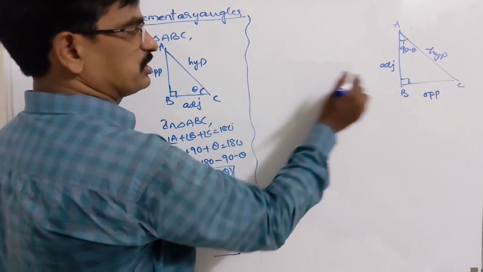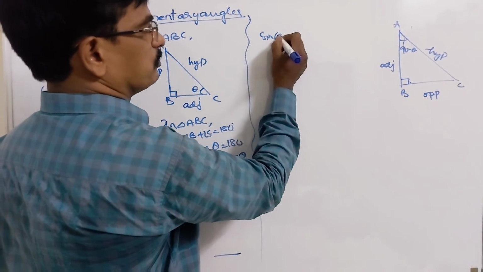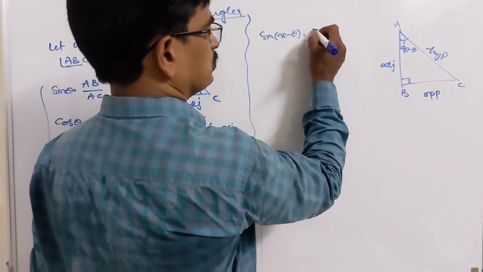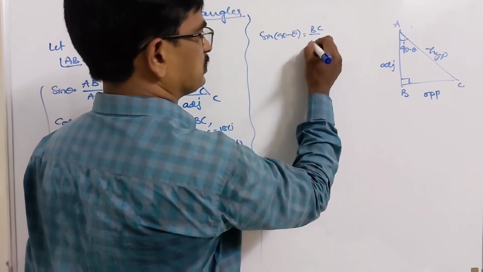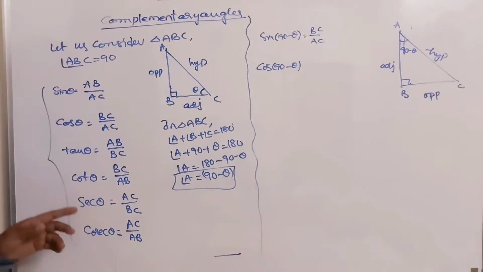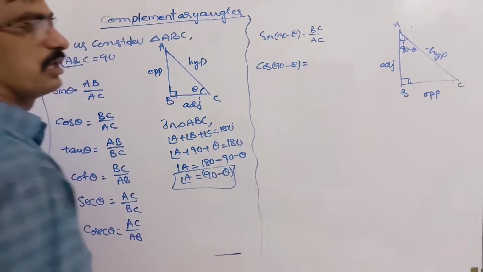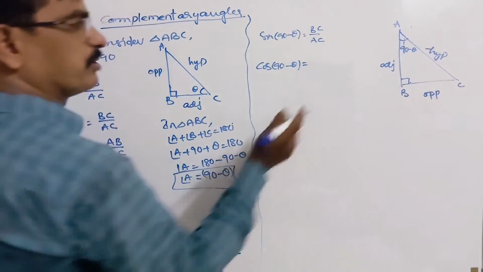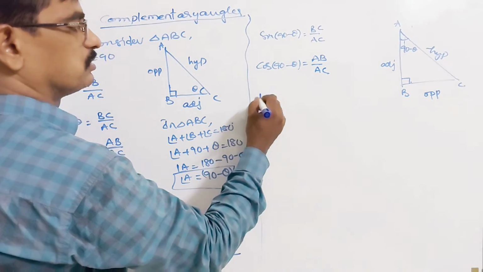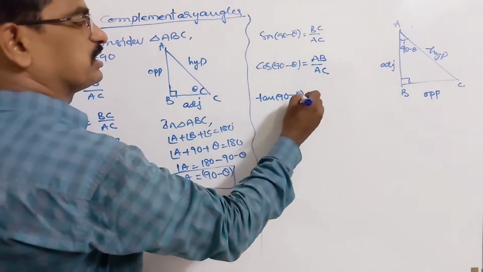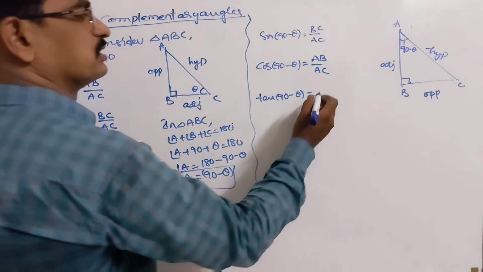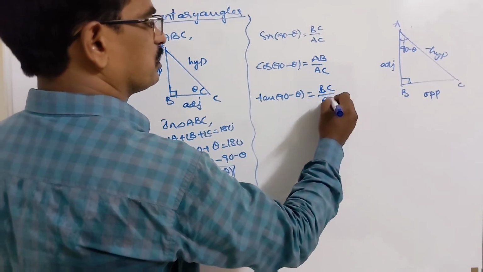From this triangle ABC, sine of 90 minus theta is equal to opposite side by hypotenuse, that is BC by AC. Cos of 90 minus theta is equal to adjacent side by hypotenuse, that is AB by AC. Tan of 90 minus theta is equal to opposite side by adjacent side, that is BC by AB.